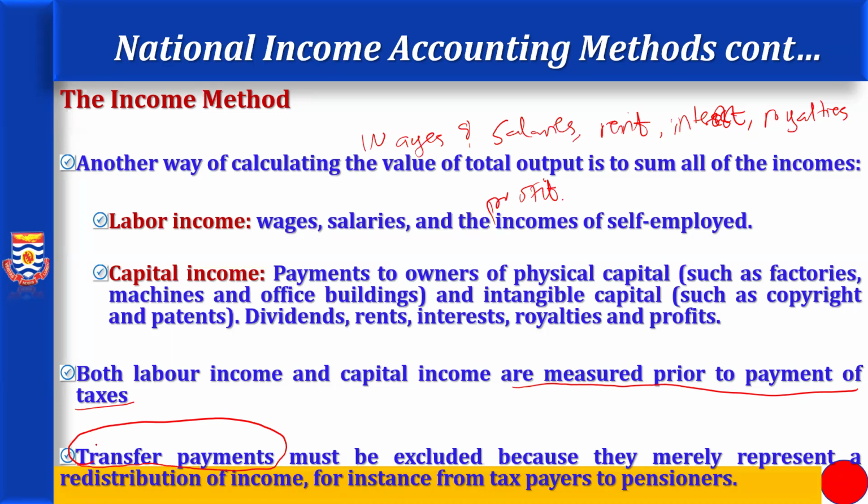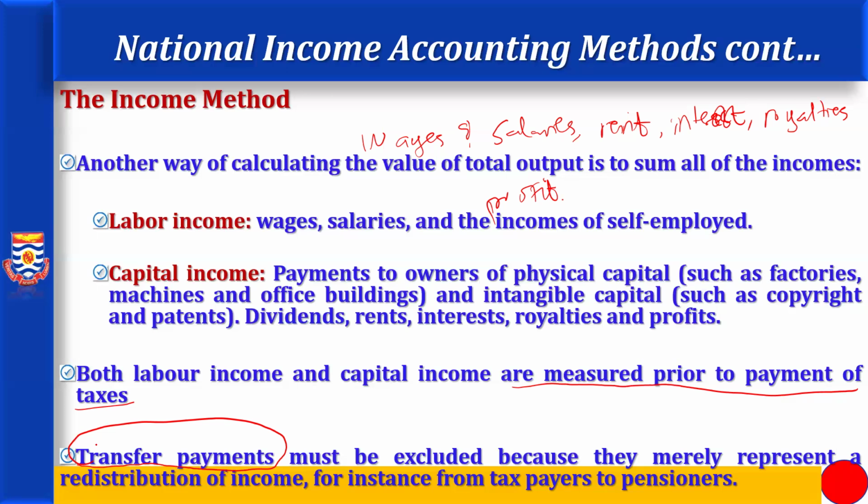So anytime you make payment without receiving any goods and services in return, you have actually done transfer payment. Now, the issue here is why is it that we don't count it as part of the income method? We don't count it because it's just a mere redistribution of income.